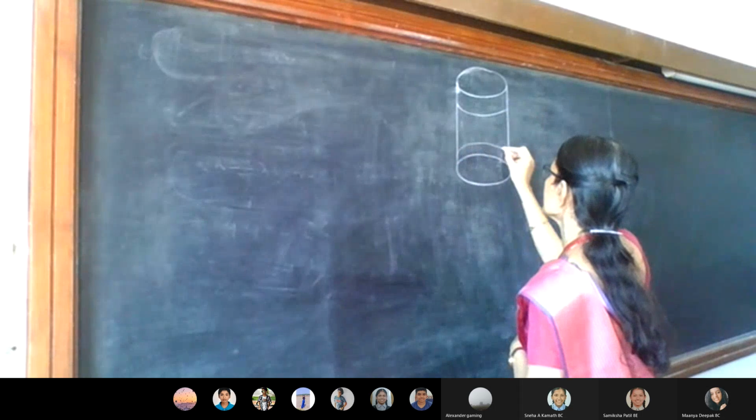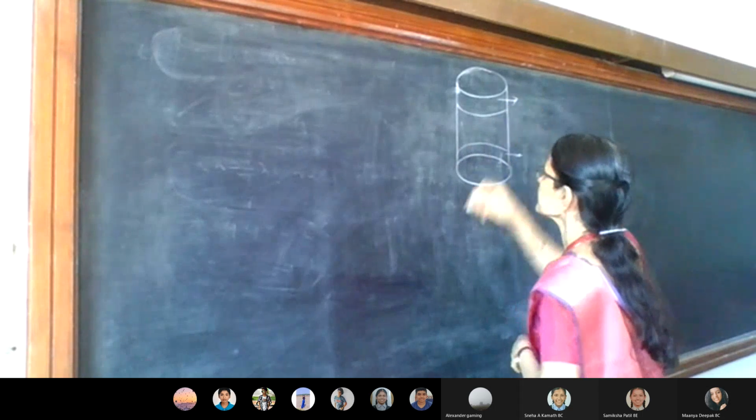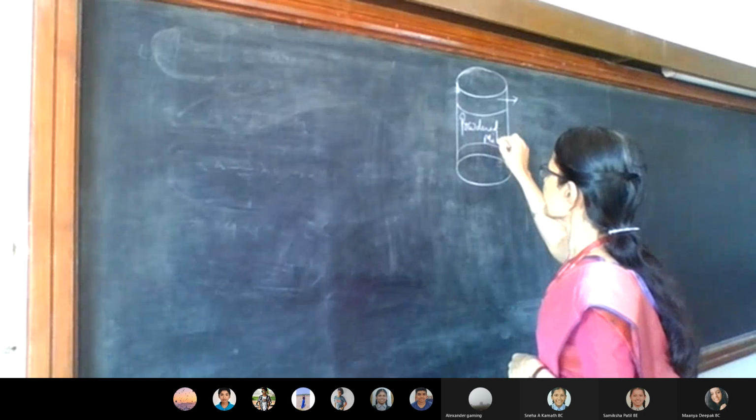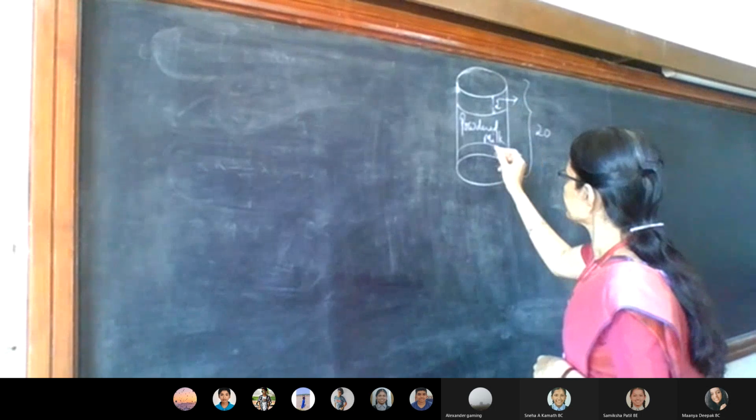Here there are two labels around it. This labeling is there, vacant space, and it's written powder milk. Then the dimensions are given as 20 totally, and this is 2. Here also 2, in the sense this width.